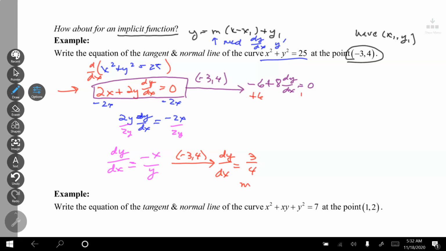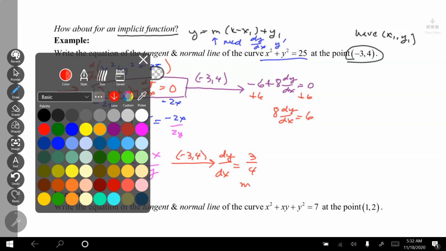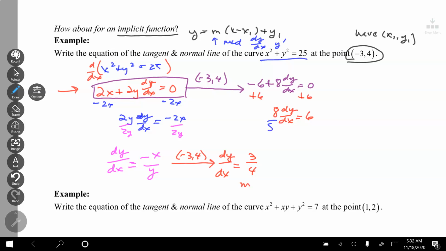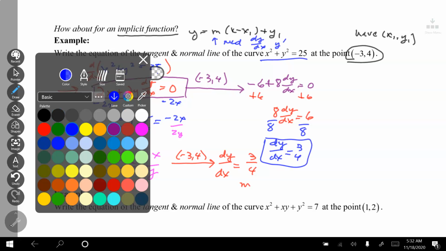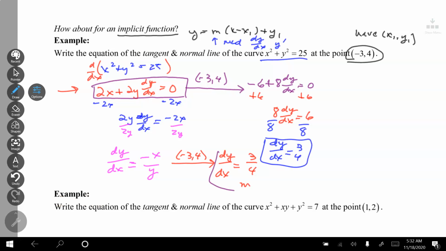I add the 6. I get 8 dy over dx is equal to 6. And I divide by 8. And guess what? I get the same result I had before. dy over dx is equal to 3/4. Except it was a lot less algebra than before.